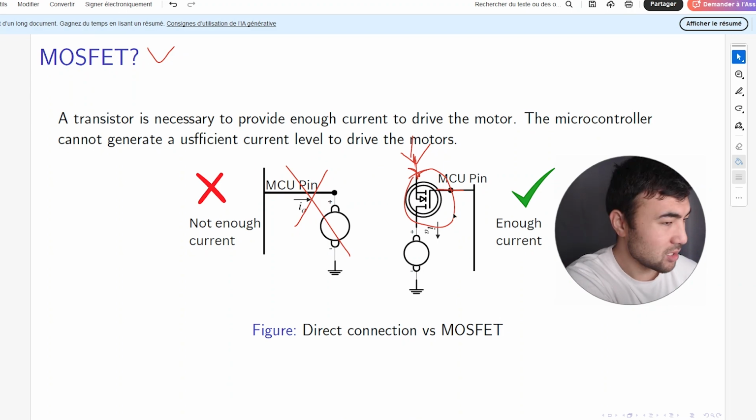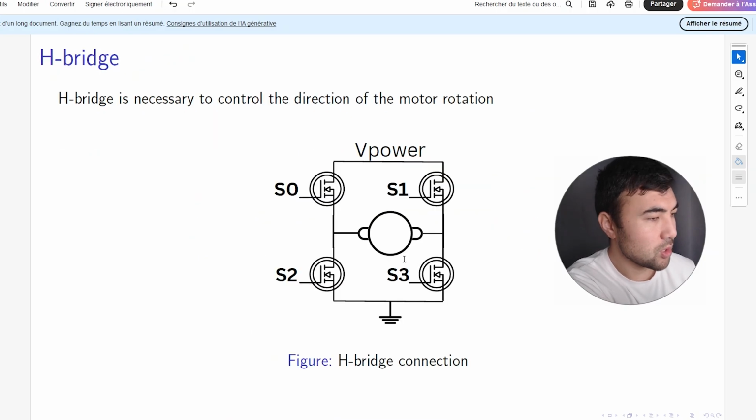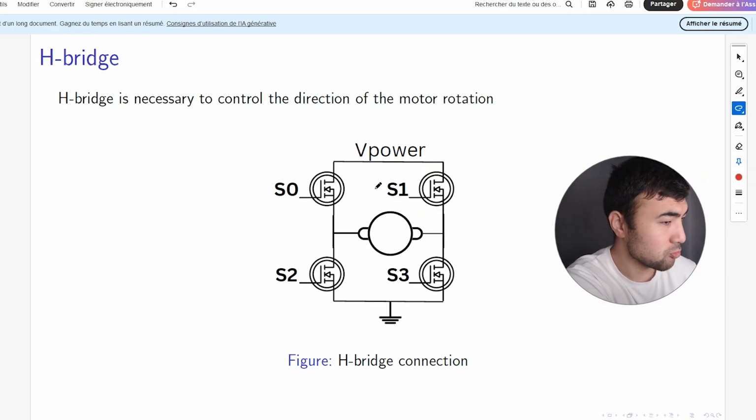Okay, so in this arrangement, we can of course spin the motor, there's no problem, but we cannot change the direction of rotation. So once we settle, we cannot spin the rotor in the opposite direction. So that's why we have the H-bridge. In an H-bridge, we don't have just a single MOSFET, instead we have 4 MOSFETs.